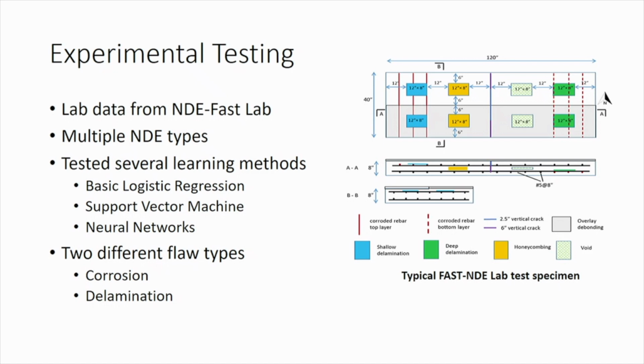So we had 8 reinforced concrete specimens with internal defects. We had shallow delamination, deep delamination, honeycombing, and voids. We also had corroded rebars, which are shown here in red. We wanted to see if we can use the data that we took from these specimens, using several NDE methods, and combine them together to find two types of defects, basically corrosion and delamination, using three methods: basic logistic regression, support vector machine, and neural networks.